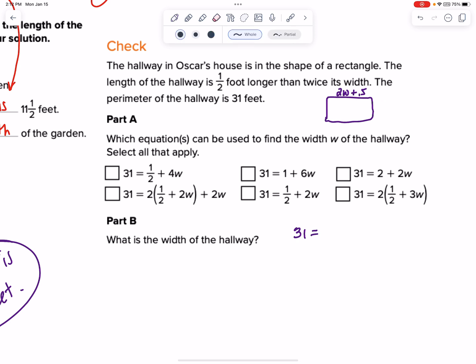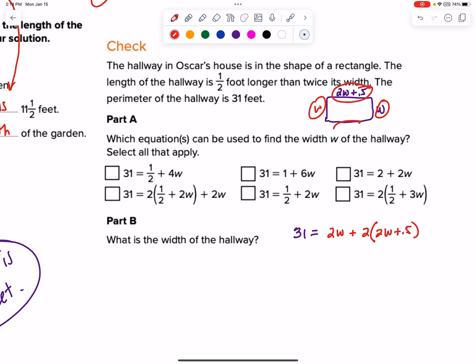This here, that's not the length, this is the width. Okay, so it is 2 of the width and 2 of the length, added up. So let's go ahead and take a look here. We have 2W, plus, so that would be this side and this side is the 2W, plus 2 of the length, which is 2W plus 0.5. I need 2 of those. And if I add all that up, I would have 31, the perimeter.